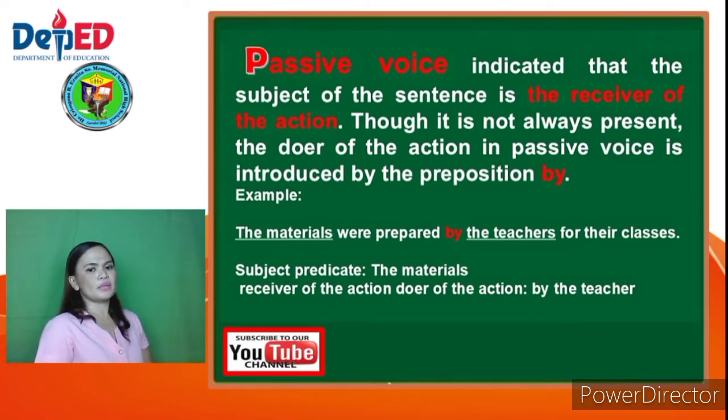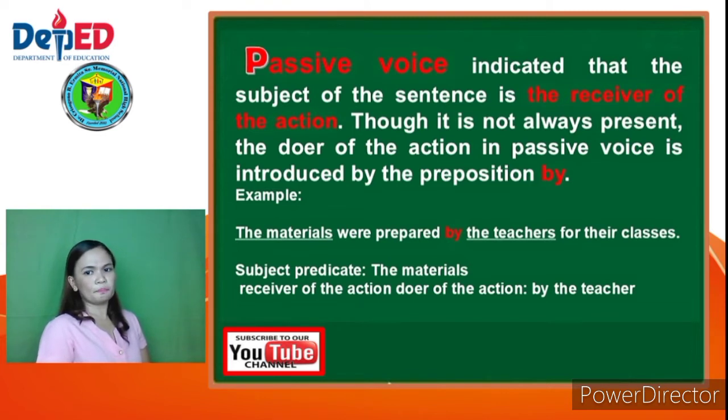For example, the materials were prepared by the teachers for their classes. For the subject predicate, we have the materials. Receiver of the action, doer of the action by the teacher. In this example, we can check whether the subject is the receiver of the action by asking the question, what is being prepared by the teachers?